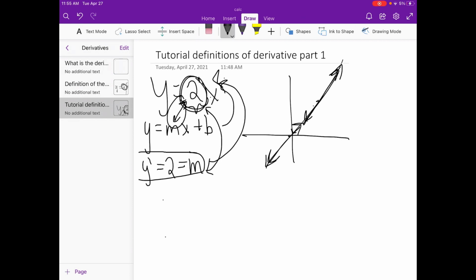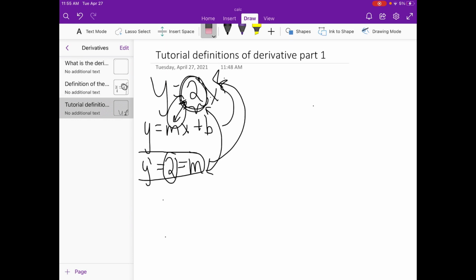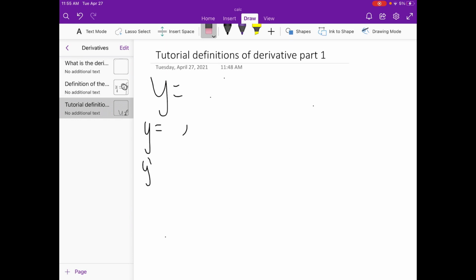Cool. Keep that in mind. That's very, very important, the difference here. Here you just have a constant. The slope of the tangent line is always 2, no matter where you are on this continuous linear function. It's also going to be 2.